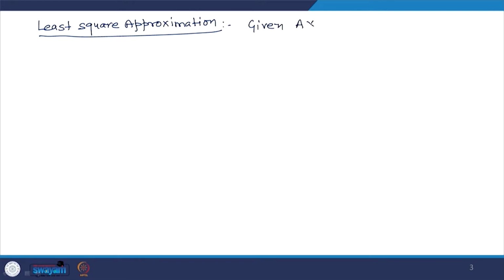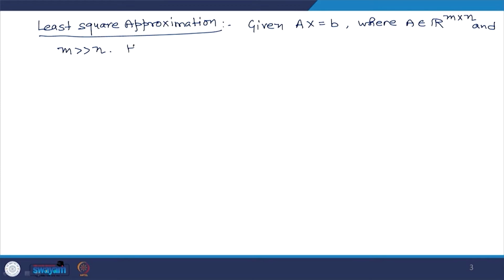How to do that? So, least square approximation. Given Ax equals b, where A belongs to R m by n, that is A is an m by n matrix having real entries, and m is quite bigger than n, then we have an overdetermined system. So, in this case how to find the least square approximation?